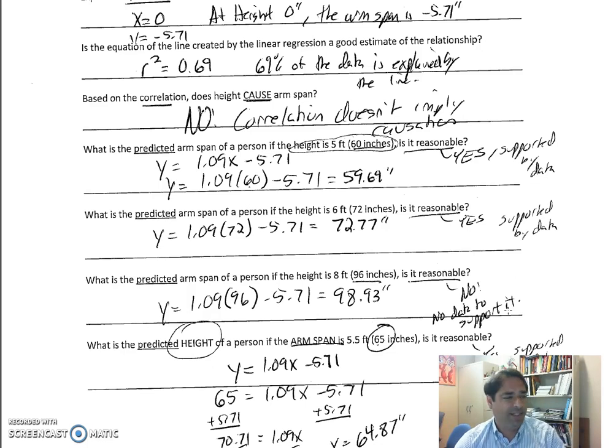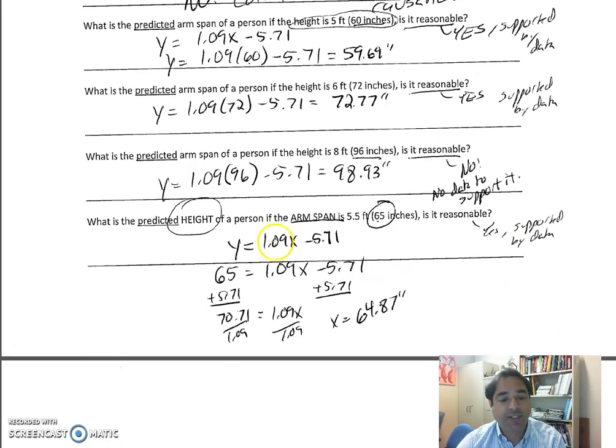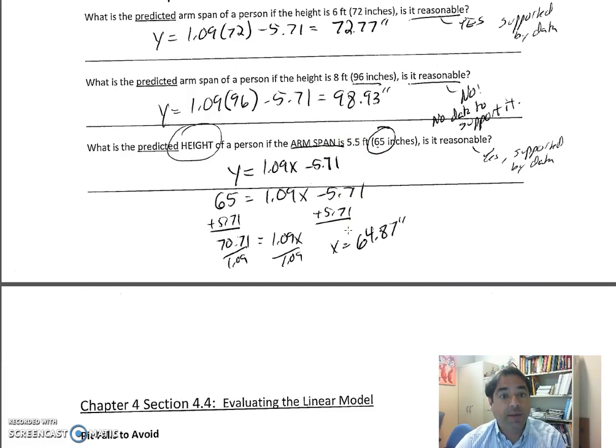So for example, I can predict gas prices 50 years from now, but I don't know what's going to happen 50 years from now. And also be careful. Remember, height is x, arm span is y. So in the last question, I'm looking for height given arm span. So arm span goes in for y, and we need to solve for x. So we add 5.71 to both sides, divide by 1.09, and we can get the predicted height of 64.87 inches for an arm span of 65 inches. And it would be supported by data because it falls within our data.